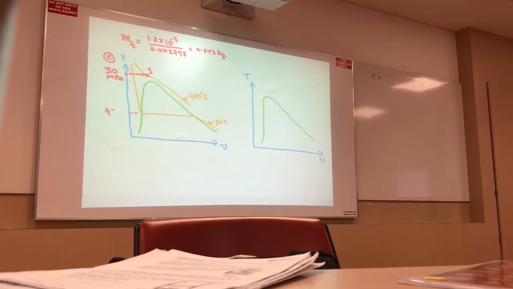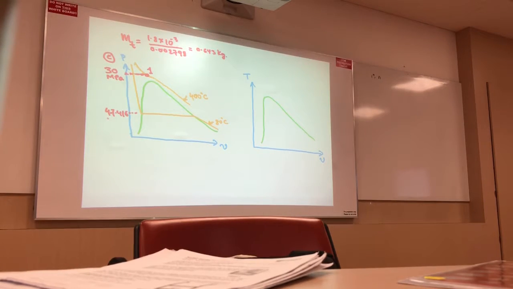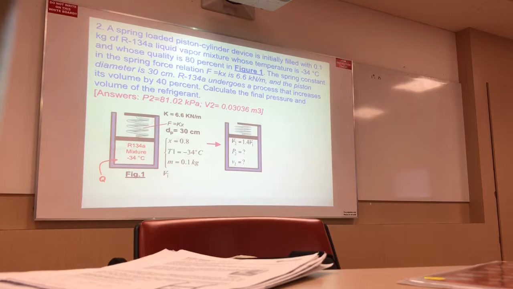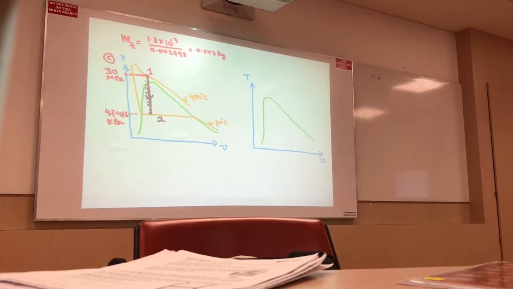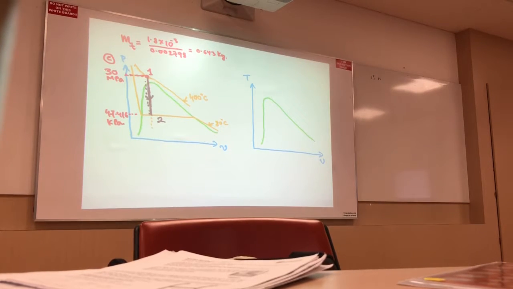47.416 kilopascal. So this is state 2. So how does the process go? Constant volume process, right? Okay? So 1 to 2. My drawing is not so good anyway. 1 to 2, so this one indicates V1 and V2 are same. Alright?